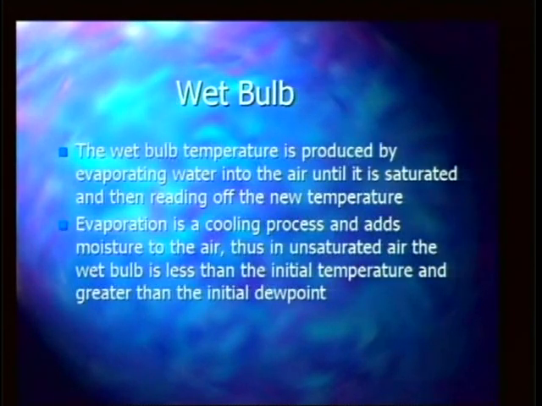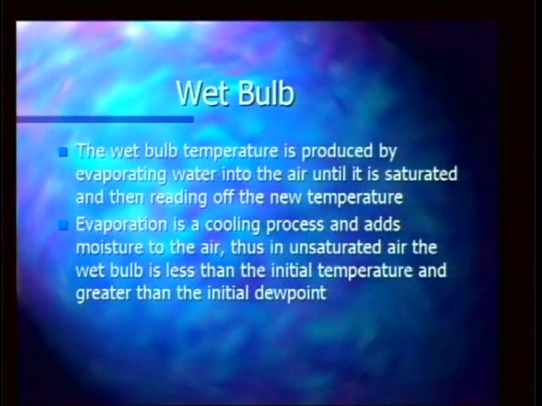Next, we'll look at wet bulb. Wet bulb temperature is produced by evaporating moisture into the air until it is saturated and then reading off what that new temperature is. Evaporation is a cooling process and adds moisture to the air. Thus, in unsaturated air, the wet bulb is less than the initial temperature and greater than the initial dew point.